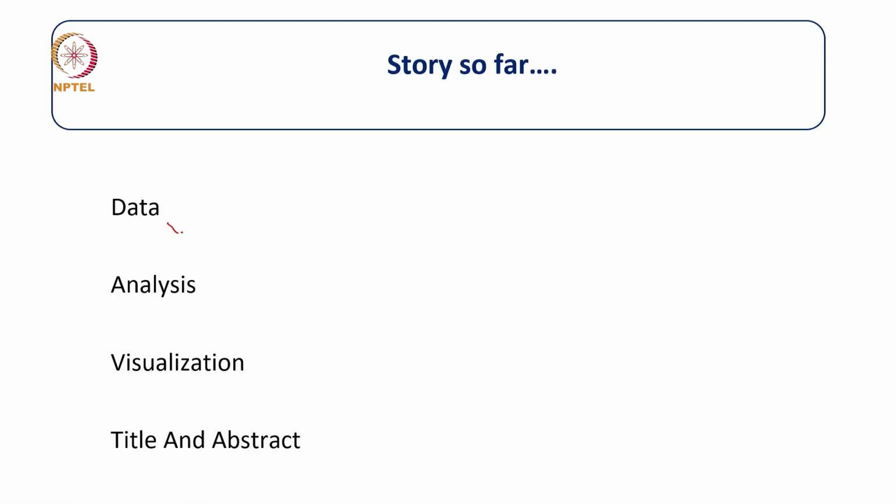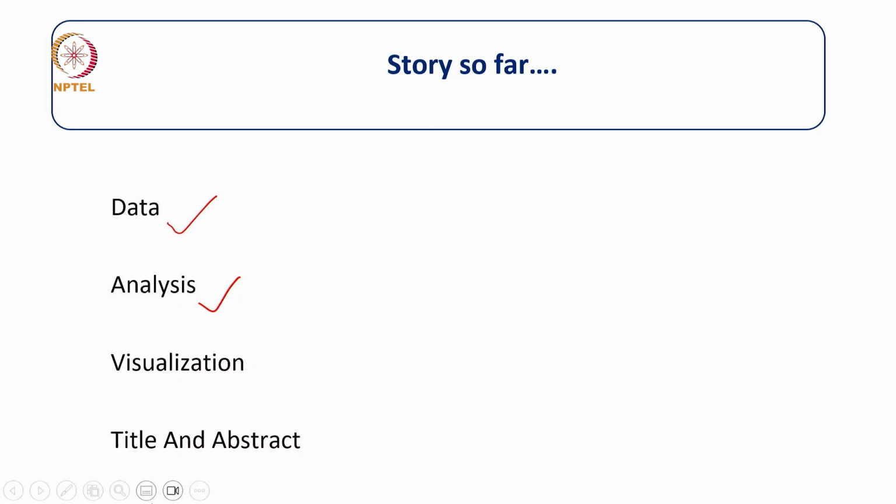So what we have done until now, we have extracted the data from different bibliographic data sources. Then we have seen the different types of analysis and visualization on these data. But we have not analyzed two things of the data set, that is title and abstract.